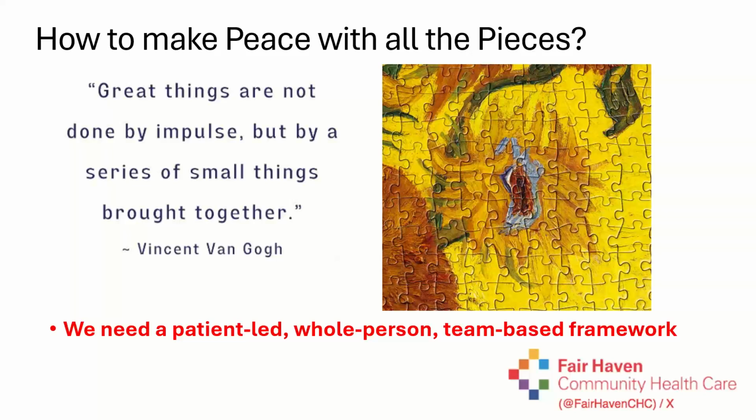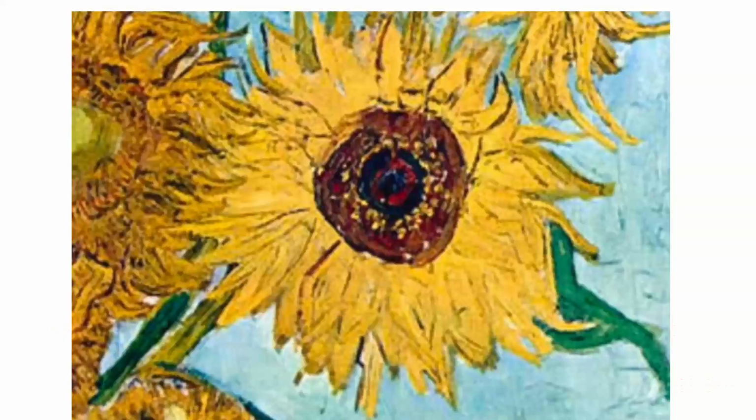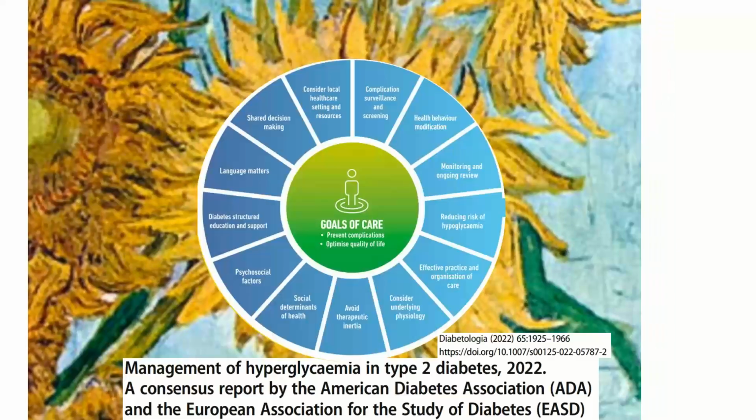So how to make peace with all these pieces. Great things are not done by impulse, but by a series of small things brought together. So we need a patient-led, whole-person, team-based framework. And Van Gogh's sunflower then turns into, ta-da, the goals of care.